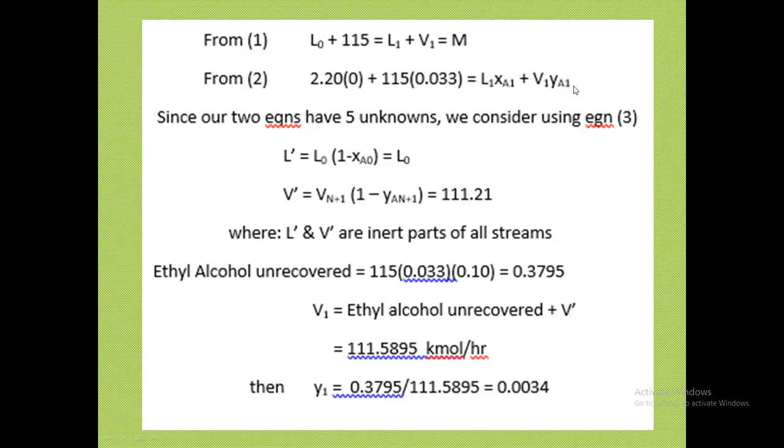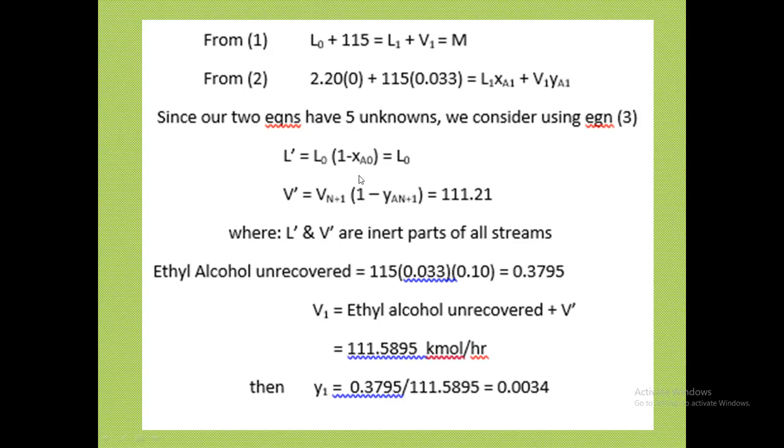We will consider another equation. So we will determine the primes first, because we will try to utilize the overall component balance using the inert streams. So L prime in this case is just L0 because XA0 is equal to 0. It doesn't contain any ethyl alcohol.